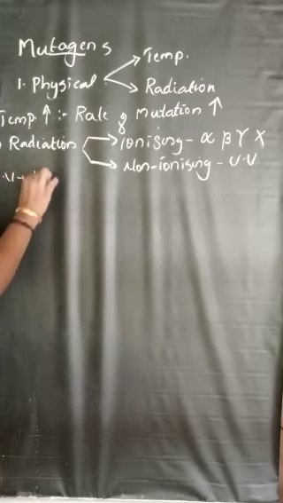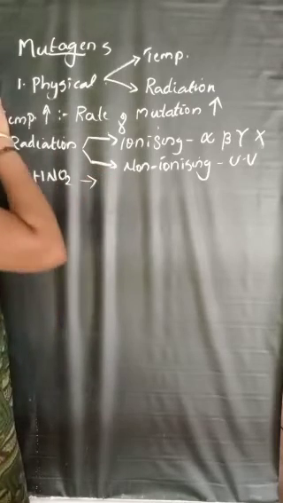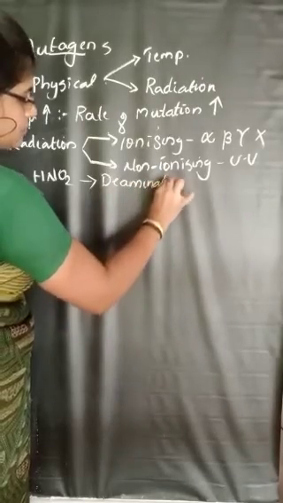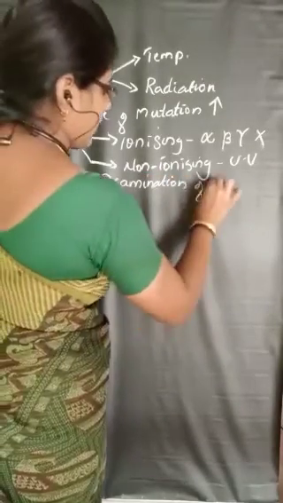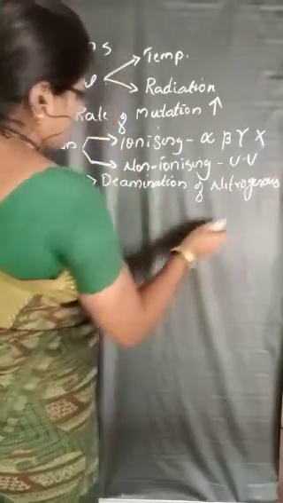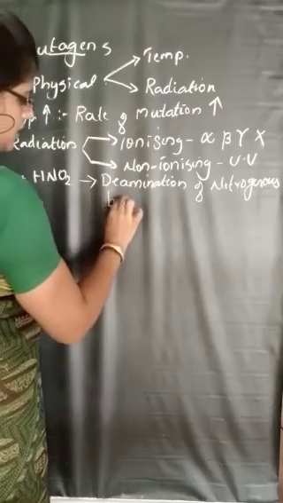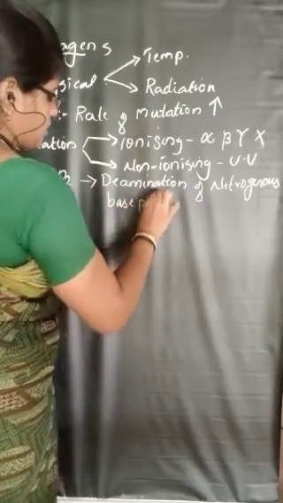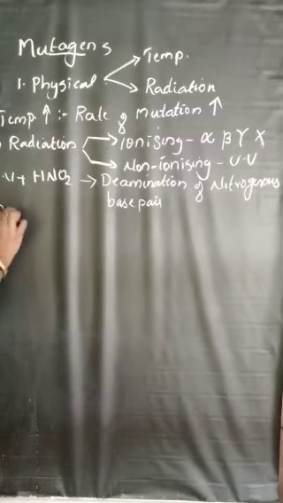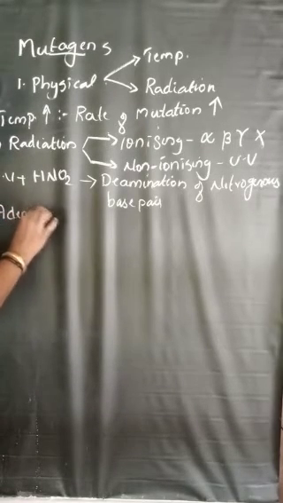And UV rays and nitrous acid, that is HNO2, have a combined effect of deamination of nitrogenous bases. Deamination means removal of the amino group from the nitrogenous base. Due to deamination, when the amino group of adenine is removed, we call it hypoxanthine.